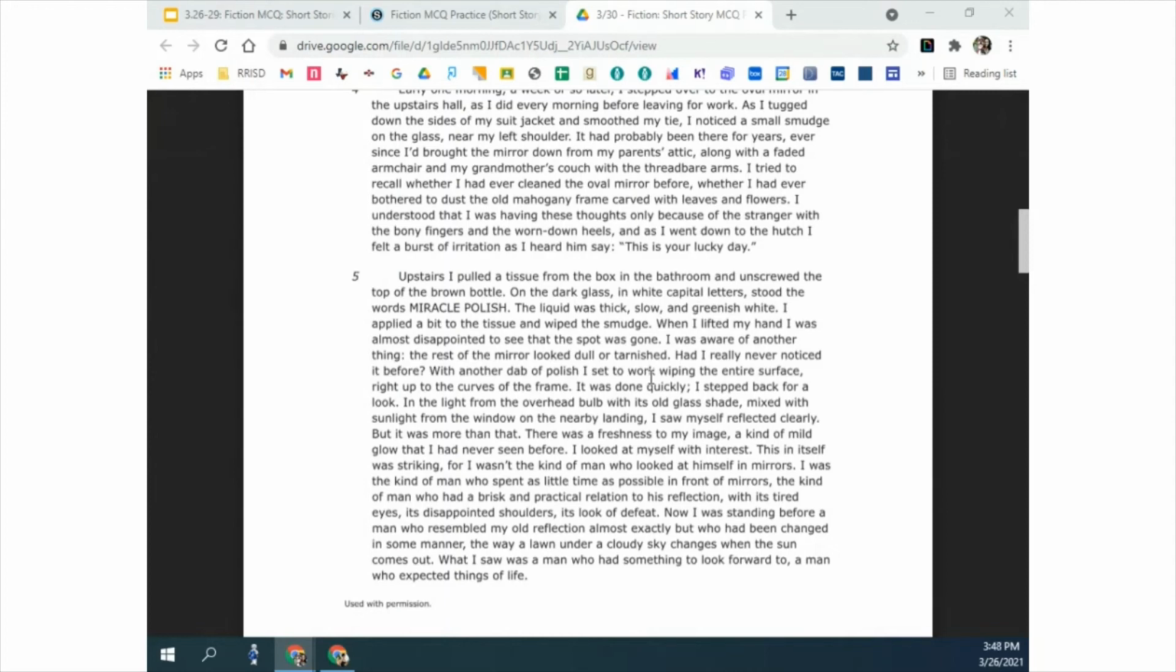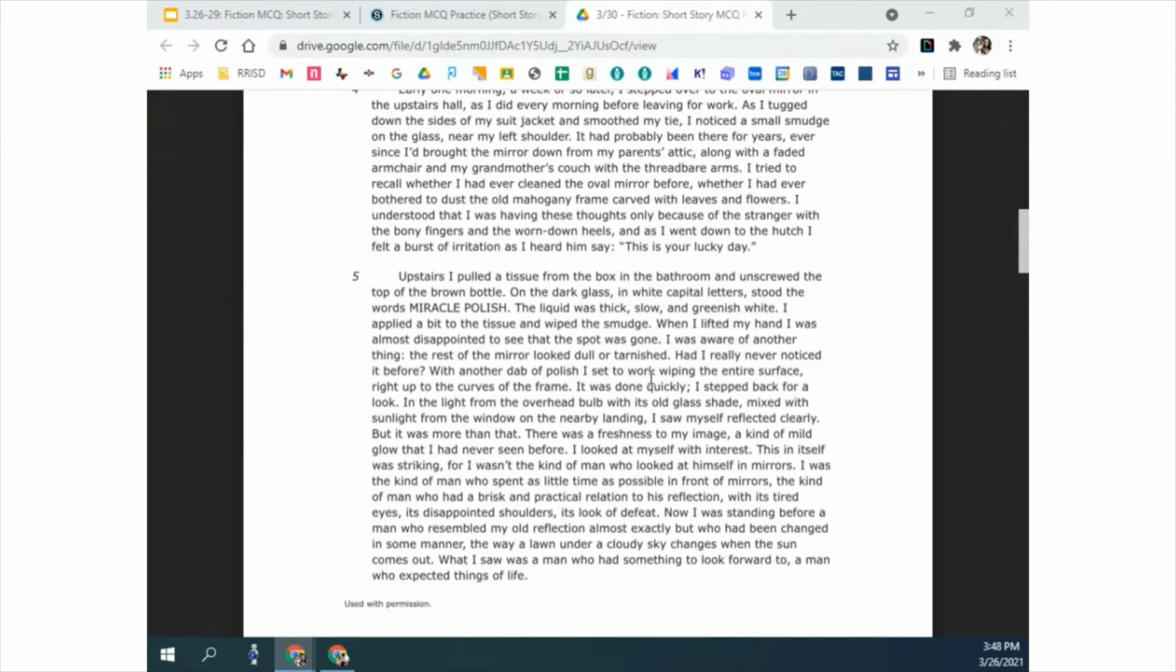I stepped back for a look. In the light from the overhead bulb, with its old glass shade mixed with the sunlight from the window on the nearby landing, I saw myself reflected clearly. But it was more than that. There was a freshness to my image, a kind of mild glow that I'd never seen before. I looked at myself with interest.